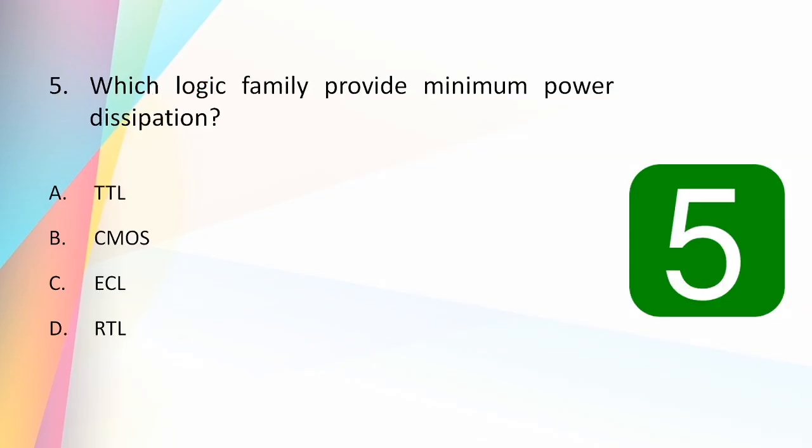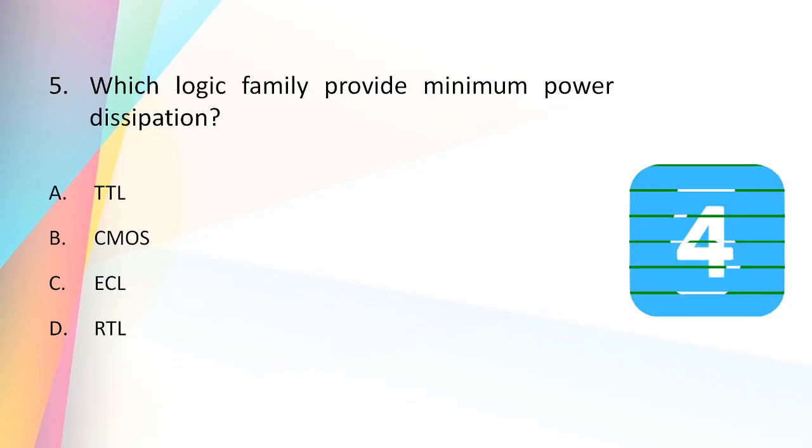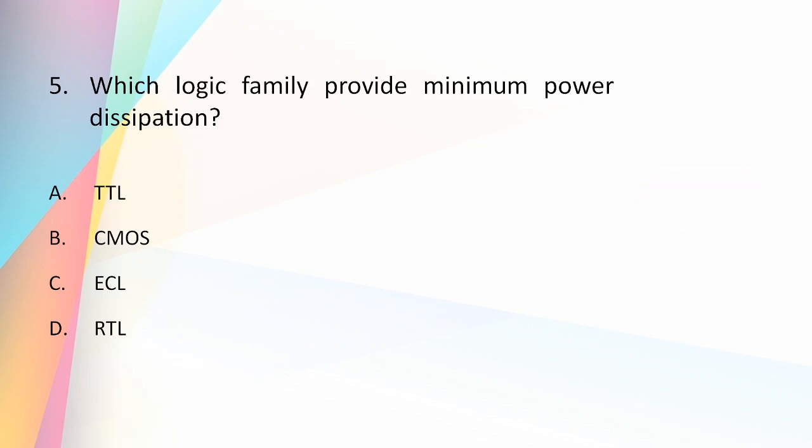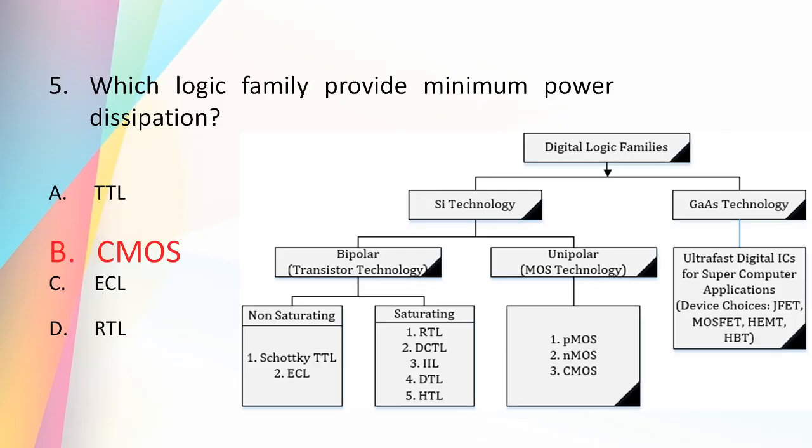Which logic family provides minimum power dissipation? TTL, CMOS, ECL, RTL? And the answer is CMOS. That is, complementary metal oxide semiconductor technology provides high density as well as low power consumption, because it does not consume any power in the off state, which is an exception from other transistor devices.